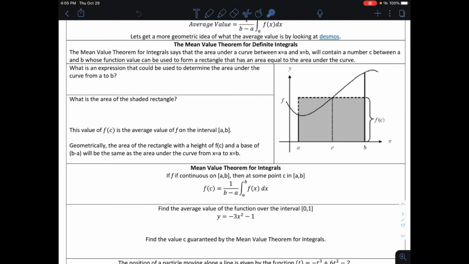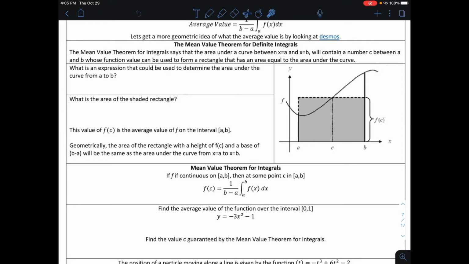Okay, so the mean value theorem for definite integrals. Basically, the mean value theorem for integrals says that for the area underneath the curve between a and b, there will be some number c between a and b whose function value will equal the average value, the area underneath the curve divided by the width.